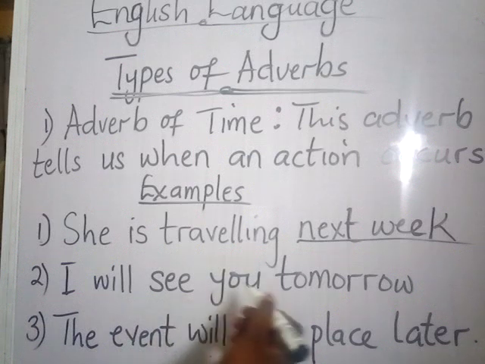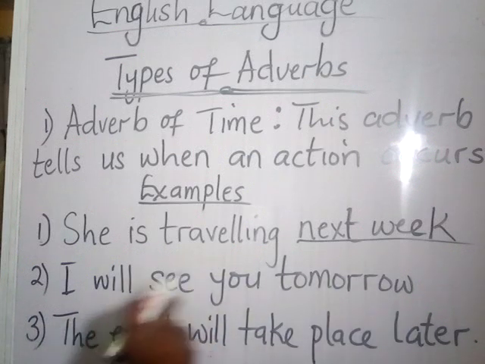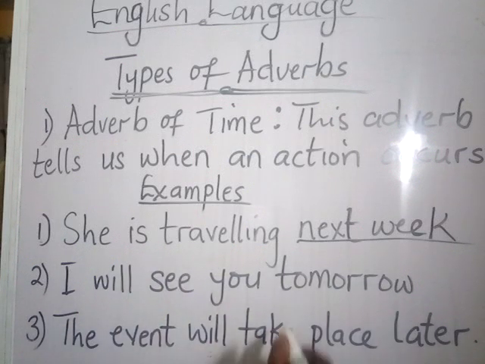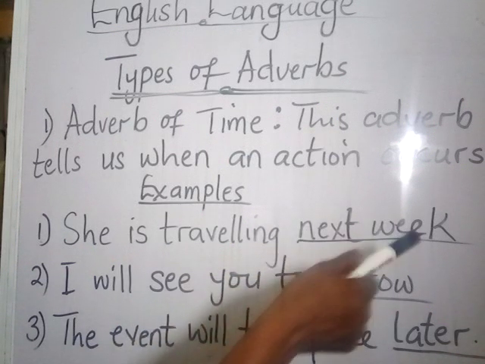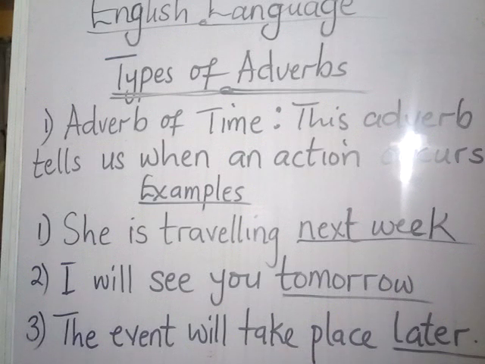I will see you tomorrow. See here is the verb. When is the thing going to occur? Tomorrow. And lastly, the event will take place later. Later. So the three underlined words here, next week, tomorrow, later, they are all adverbs of time. They tell when an event occurs or an action occurs.